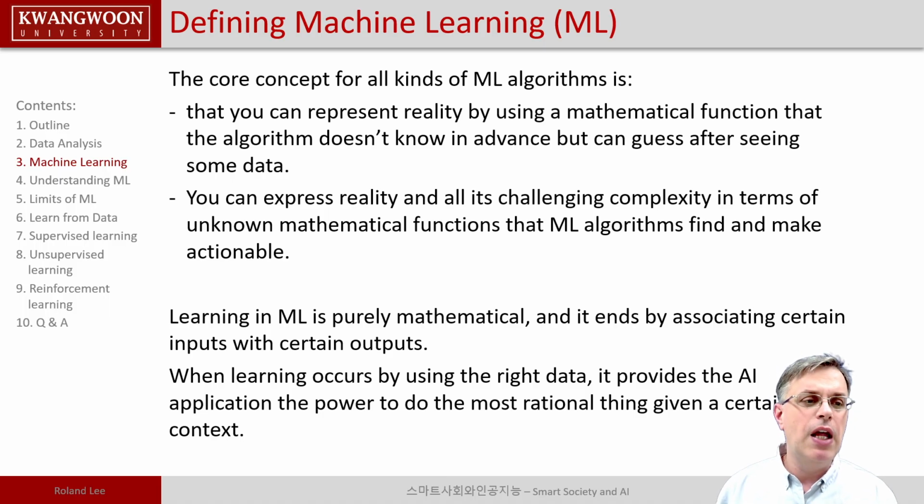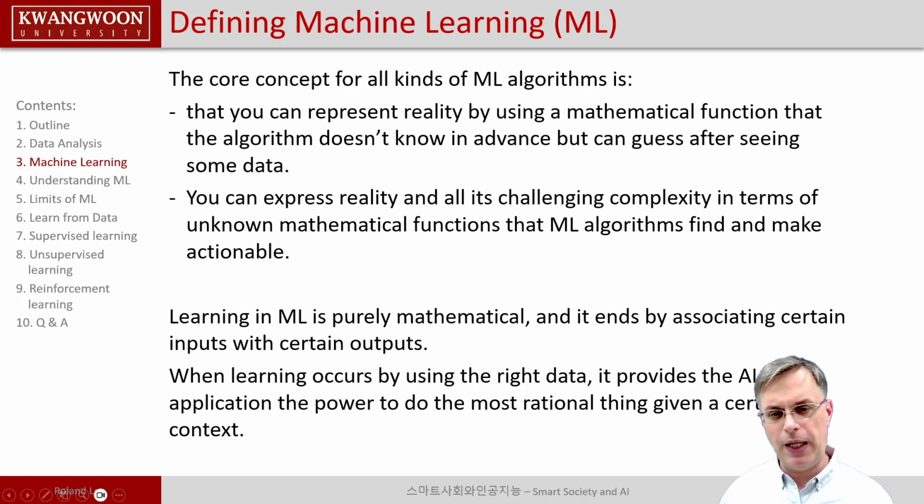Once again, learning in machine learning is purely mathematical, and it ends by associating certain inputs with certain outputs, as we just mentioned before. And when learning occurs by using the right data, it provides the AI application the power to do the most rational thing given a certain context as well.